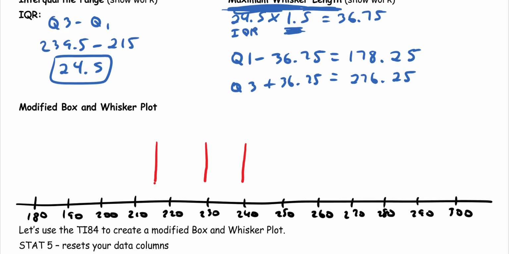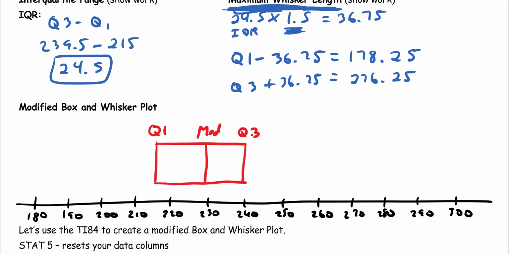And then we connect these together. There we go. And it's nice when you label it. So this is Q1, this is the median, and this is Q3. Okay? So that's good. Now we got to deal with our whiskers.